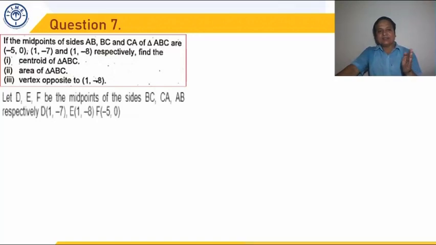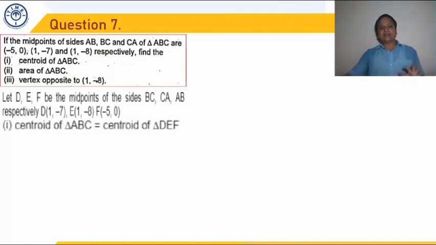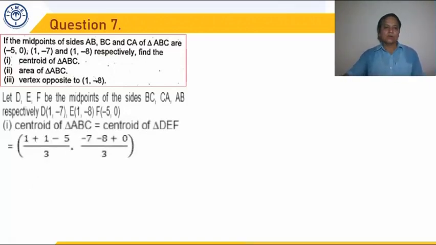We assume let D, E, F be the midpoints of the sides BC, CA and AB respectively. Now the centroid of triangle ABC is equal to the centroid of triangle DEF. The centroid is the same for the original triangle and for the triangle formed by joining the midpoints of the sides. Centroid coordinates are calculated as x1 plus x2 plus x3 by 3, y1 plus y2 plus y3 by 3.